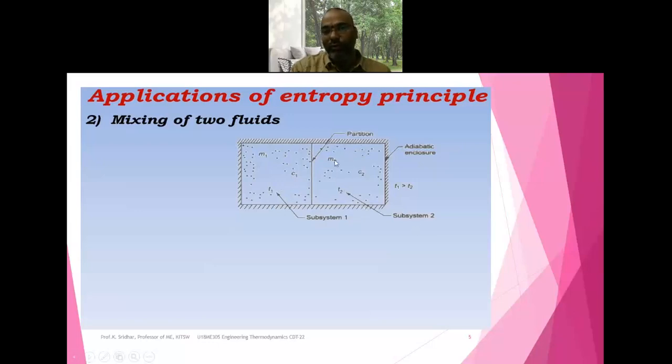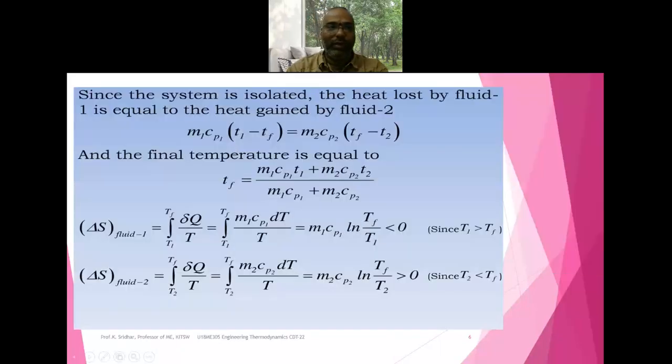So mass as M2, specific heat as C2, temperature of T2, and we are assuming that T1 is greater than T2. So with this particular condition, we have to prove that the mixing of two fluids is leading to an irreversible process. Since it is isolated, heat lost by the hot fluid should be equivalent to heat gained by the cold fluid, that is the energy balance.